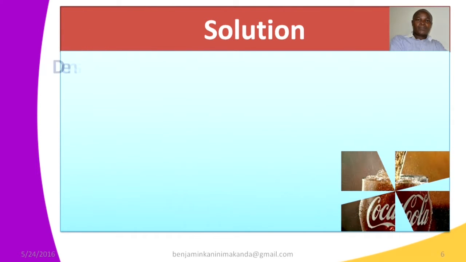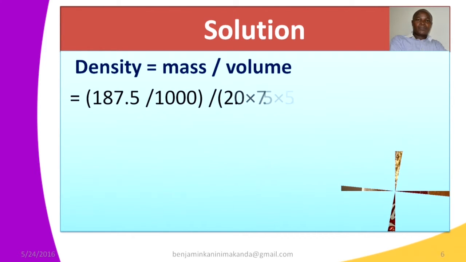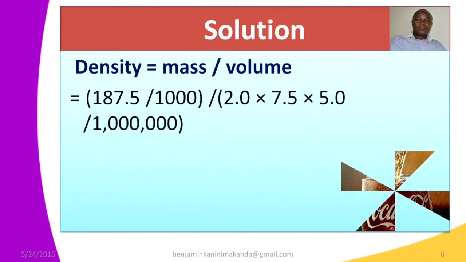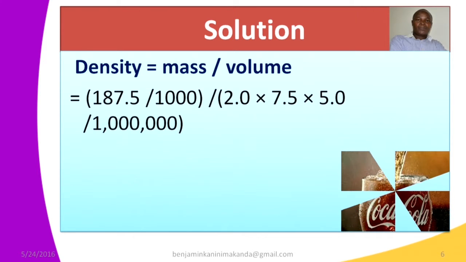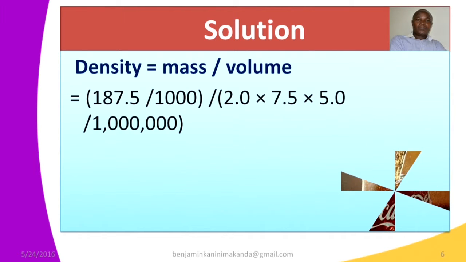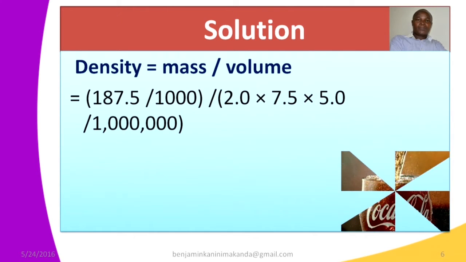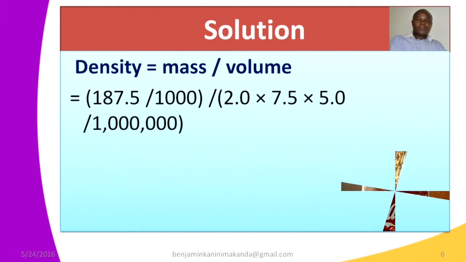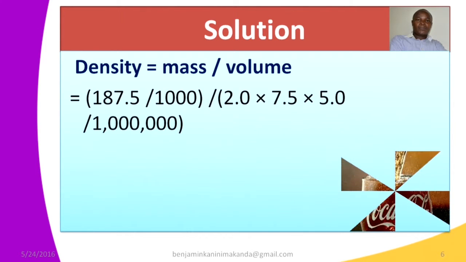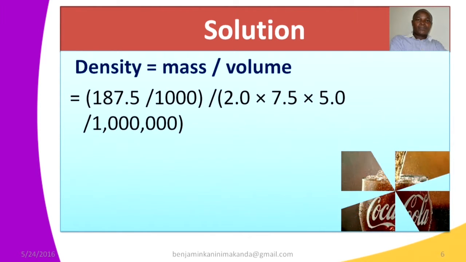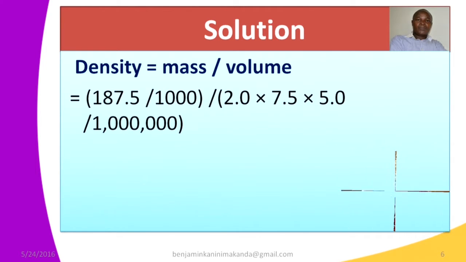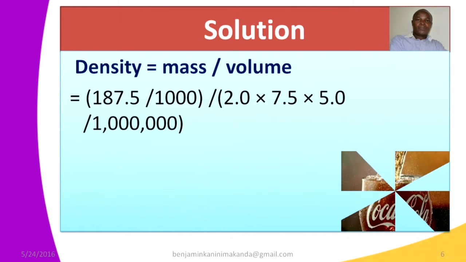Now, our solution. Density is given by mass over volume. We have already discussed that. Therefore, we substitute 187.5 divided by 1000. So 187.5 was in grams. Then we divide by 1000 to convert it into kilograms. Then divide by the volume. And how do we get the volume? Volume is equal to 2.0 times 7.5 times 5.0. This is going to be in centimeters cubed. Then we convert this volume into meters cubed by dividing by 1 million, since 1 million centimeters cubed make 1 meter cubed. That's how these figures come about.